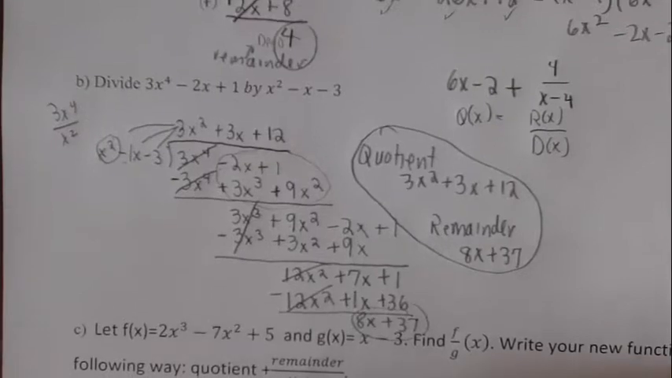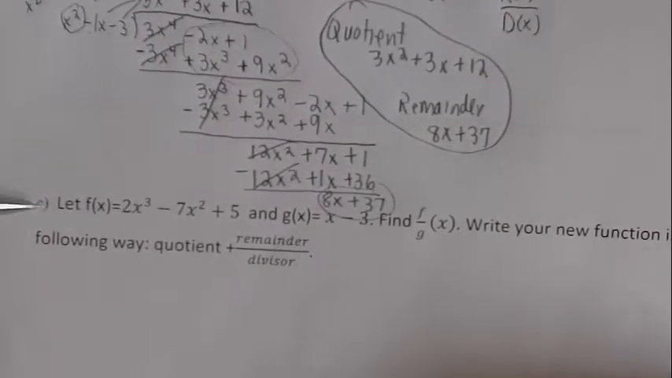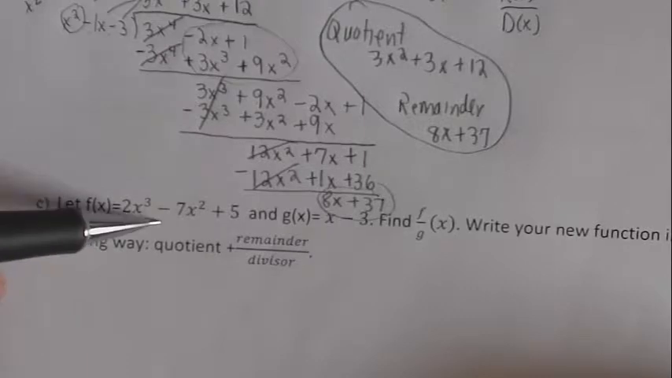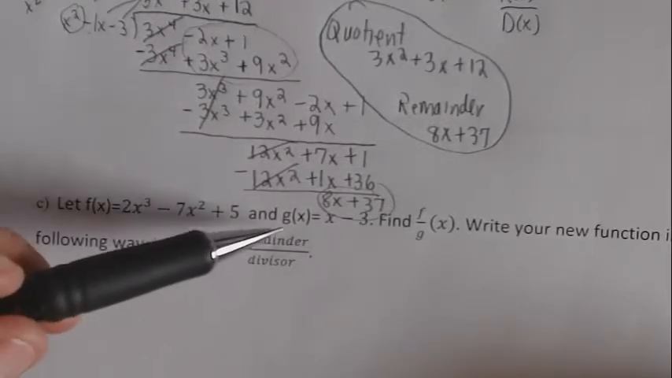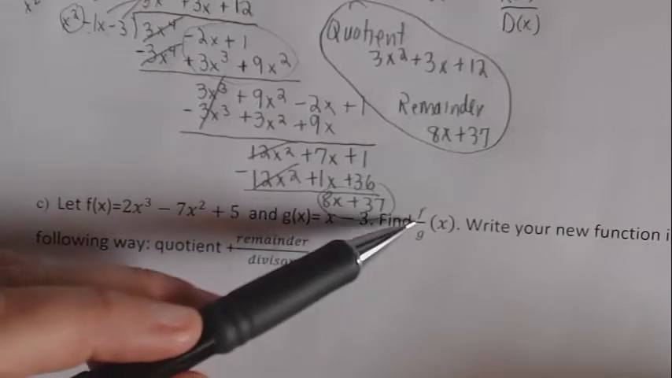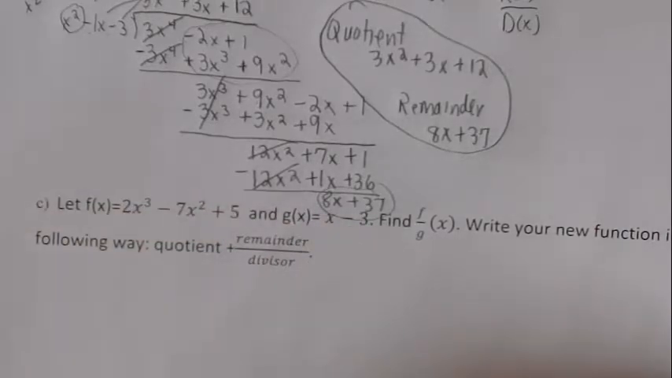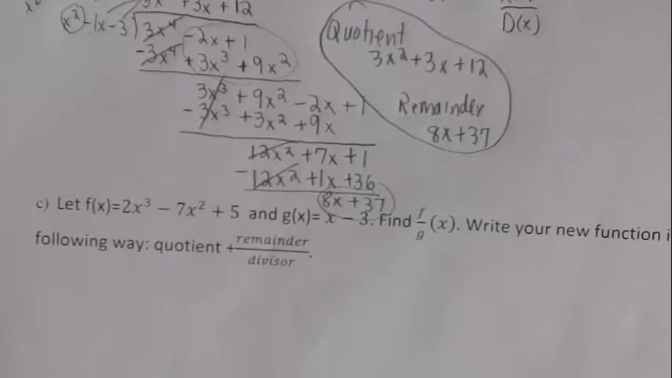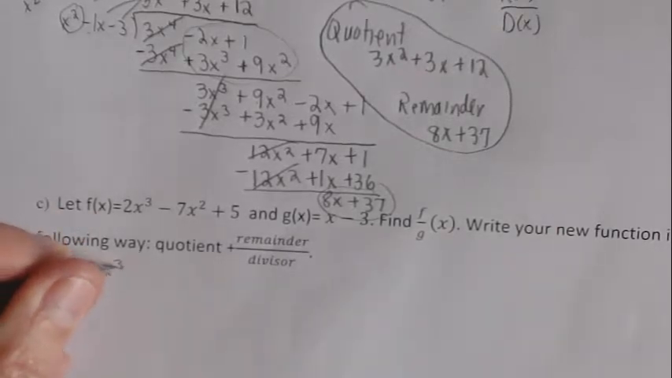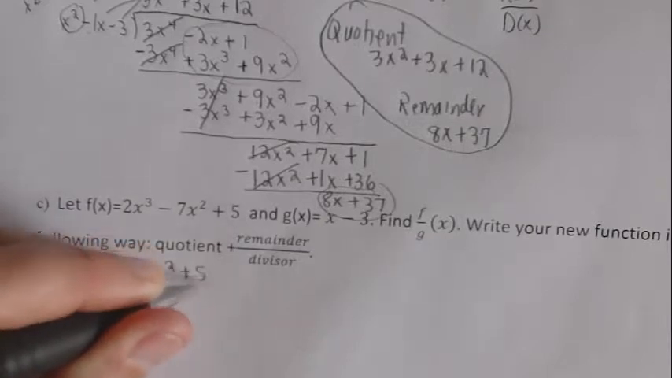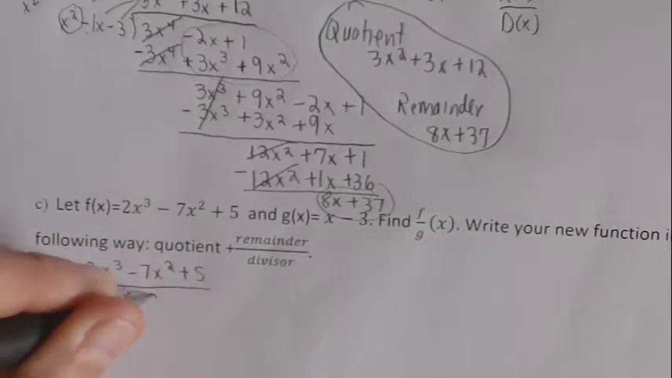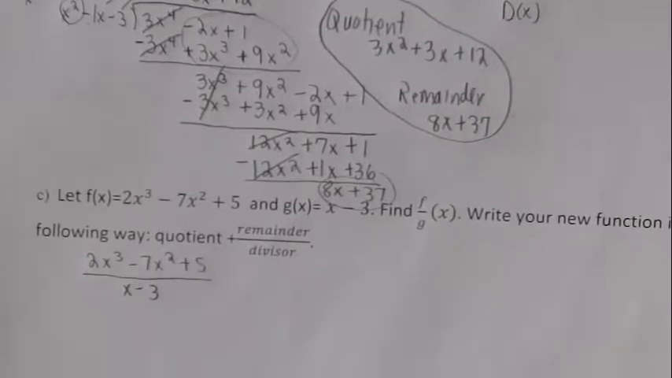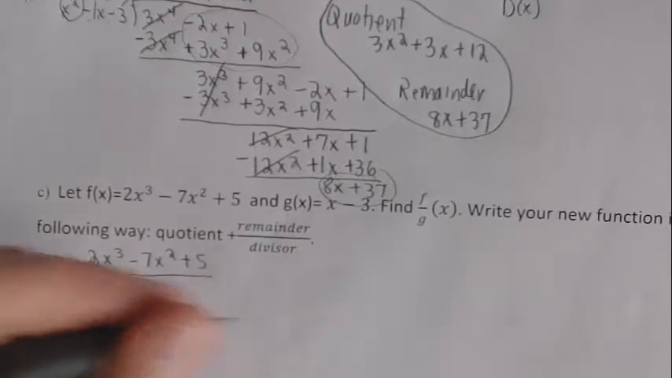Alright, this is, I think, kind of a WebAssign wording. It says let f of x equal 2x cubed minus 7x squared plus 5 and g of x equal x minus 3, and it says find f divided by g of x. Then it says write your new function in the following way: quotient plus remainder divided by divisor. So 2x cubed minus 7x squared plus 5 is f of x, and g of x is x minus 3. Now we would have been done last unit, but now it's asking us to write it as a quotient plus remainder divided by divisor. So we have to use long division.